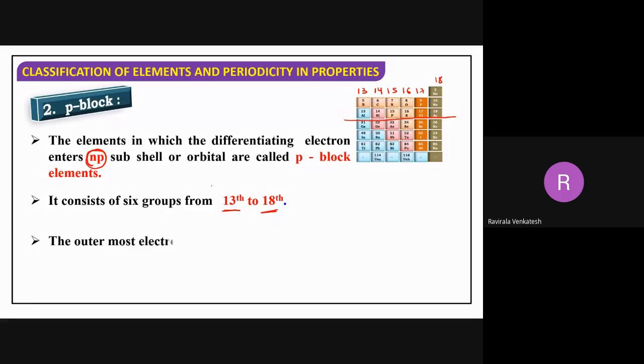The outermost shell configuration will be ns2 np1 to ns2 np6. For example, this family will have ns2 np1, this will have np2, this will have np3, and finally this will have np6.